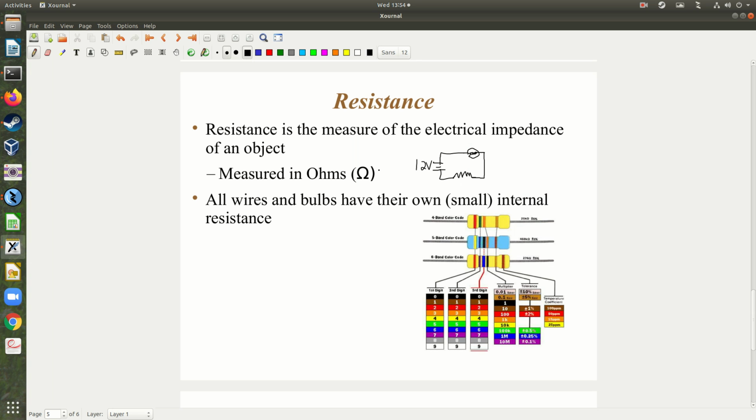It's measured in ohms. It's a very, very strange unit, but yes, it's measured in ohms. And all wires and bulbs have their own small internal resistance, as I hopefully showed you in the little PhET simulation lab. So light bulbs have their very small resistance, as do wires. So the longer the wire, the more resistance that you're going to have. So erase that.